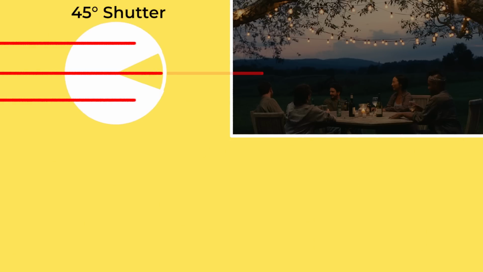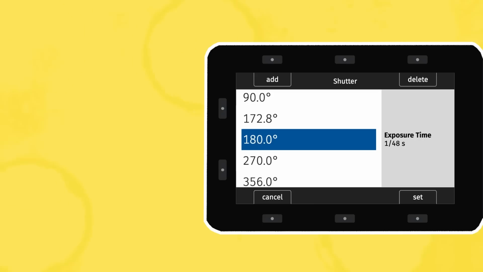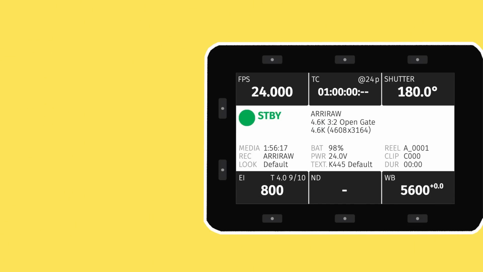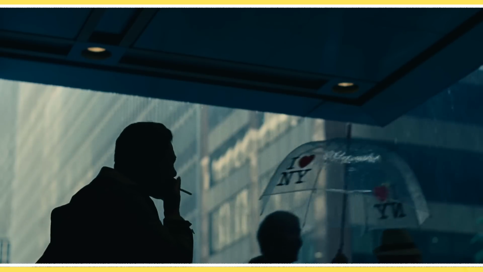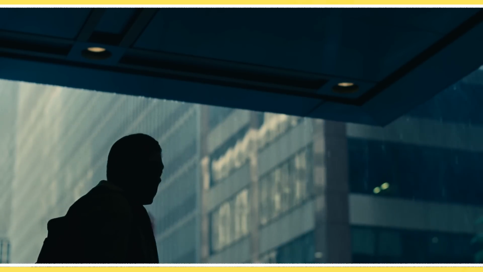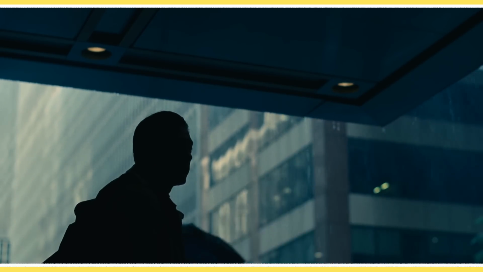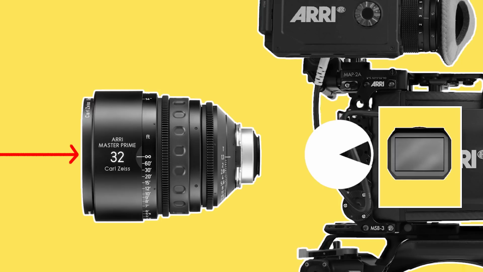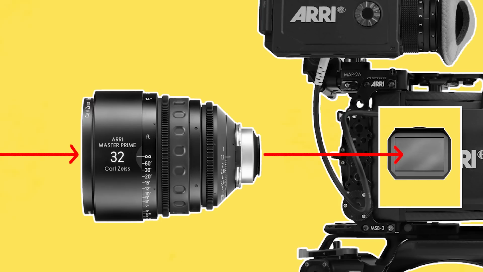Less light means the footage will be darker, and it also makes motion feel more choppy. A 180-degree shutter angle is most commonly used because it gives the footage a normal feeling of motion that is not too jerky or too fluid. Modern digital cinema cameras don't have a physical shutter that opens and closes, but use the same principle by telling the camera's sensor when to collect light and when not to collect light.